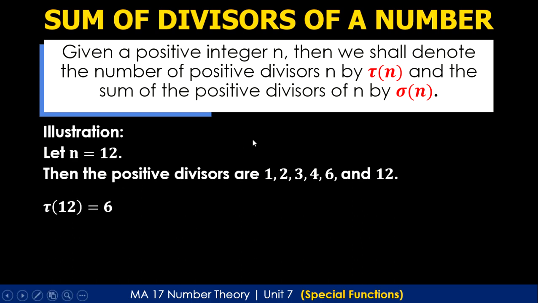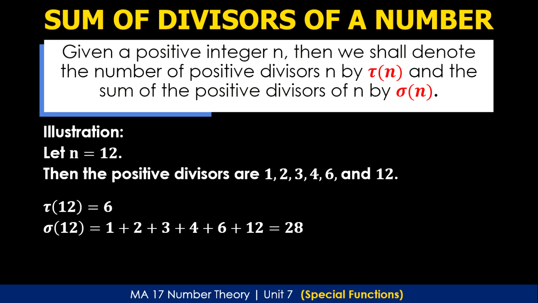In addition, for tau of n, all we need to do is to count those positive divisors, which are 1, 2, 3, 4, 6, and 12. And that is 6. So the tau of n here, or the total number of positive divisors, is 6. And for the sigma of n, all we need to do is to add these. We have 1 plus 2 plus 3 plus 4 plus 6 plus 12, and the sum of the positive divisors of 12 is 28.